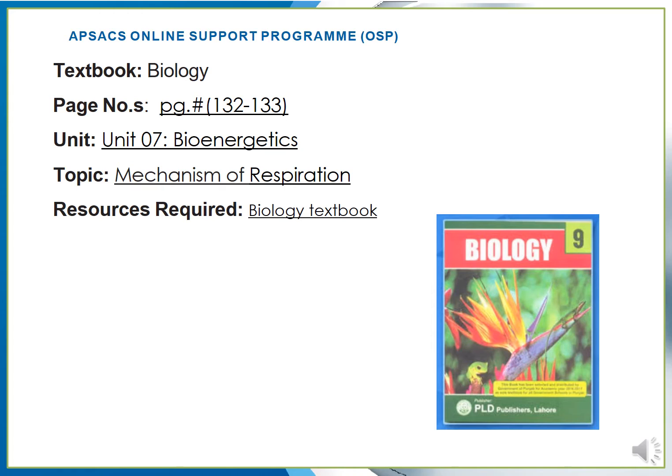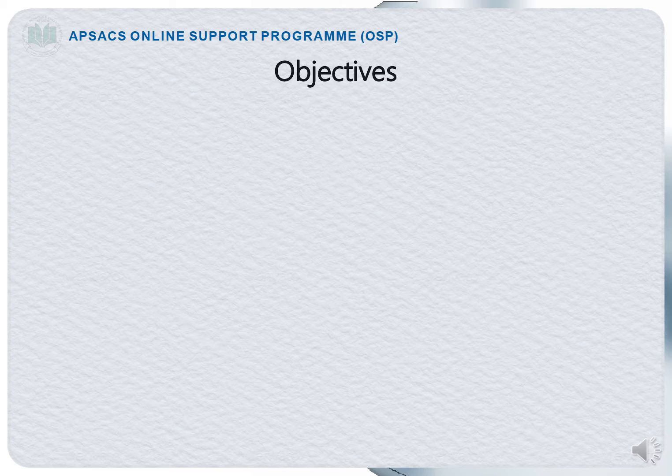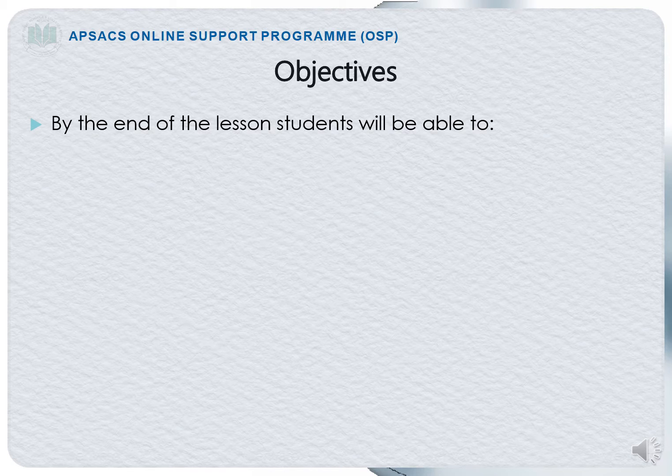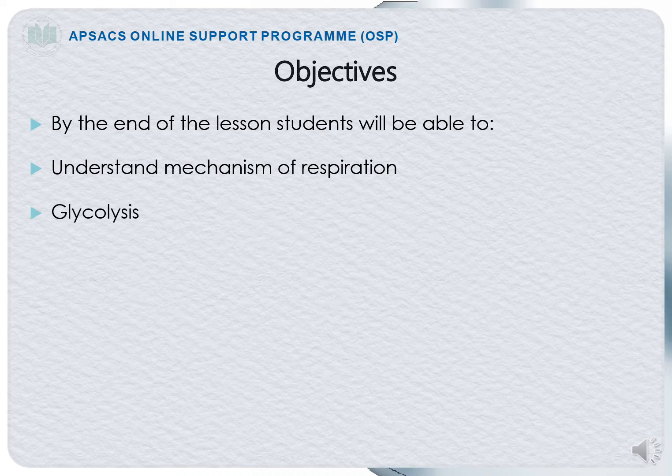Textbook Biology, pages 132 to 133, Unit 7, Bioenergetics, topic Mechanism of Respiration. Resources required: Biology textbook. Objectives. By the end of the lesson, students will be able to understand the mechanism of respiration, glycolysis, Krebs cycle, and electron transport chain.